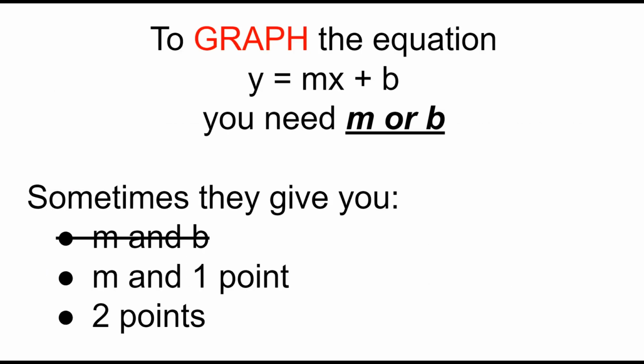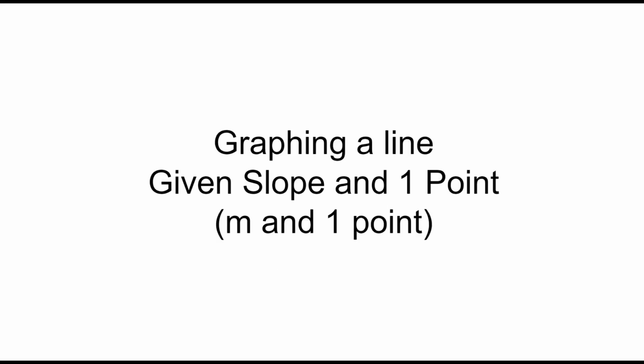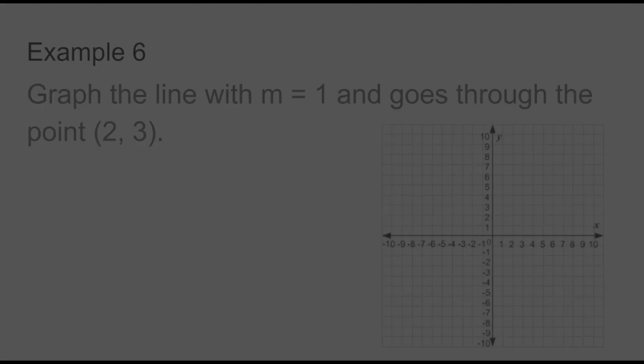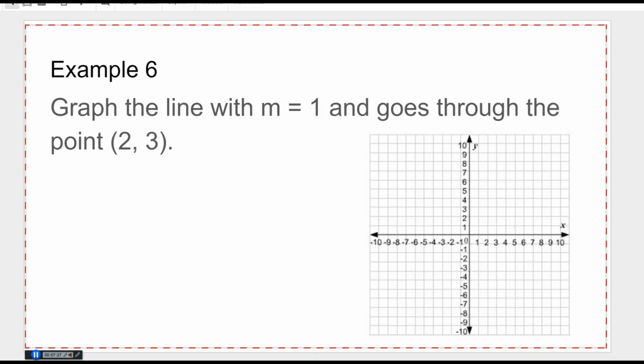Moving along, to graph the equation y equals mx plus b, we do need m or b, but sometimes they just give you m and 1 point. So when they give you m and 1 point, let's take a look at that. So they tell us to graph the line with m equals 1 and goes through the point 2, 3. So we have a slope and we have an ordered pair.